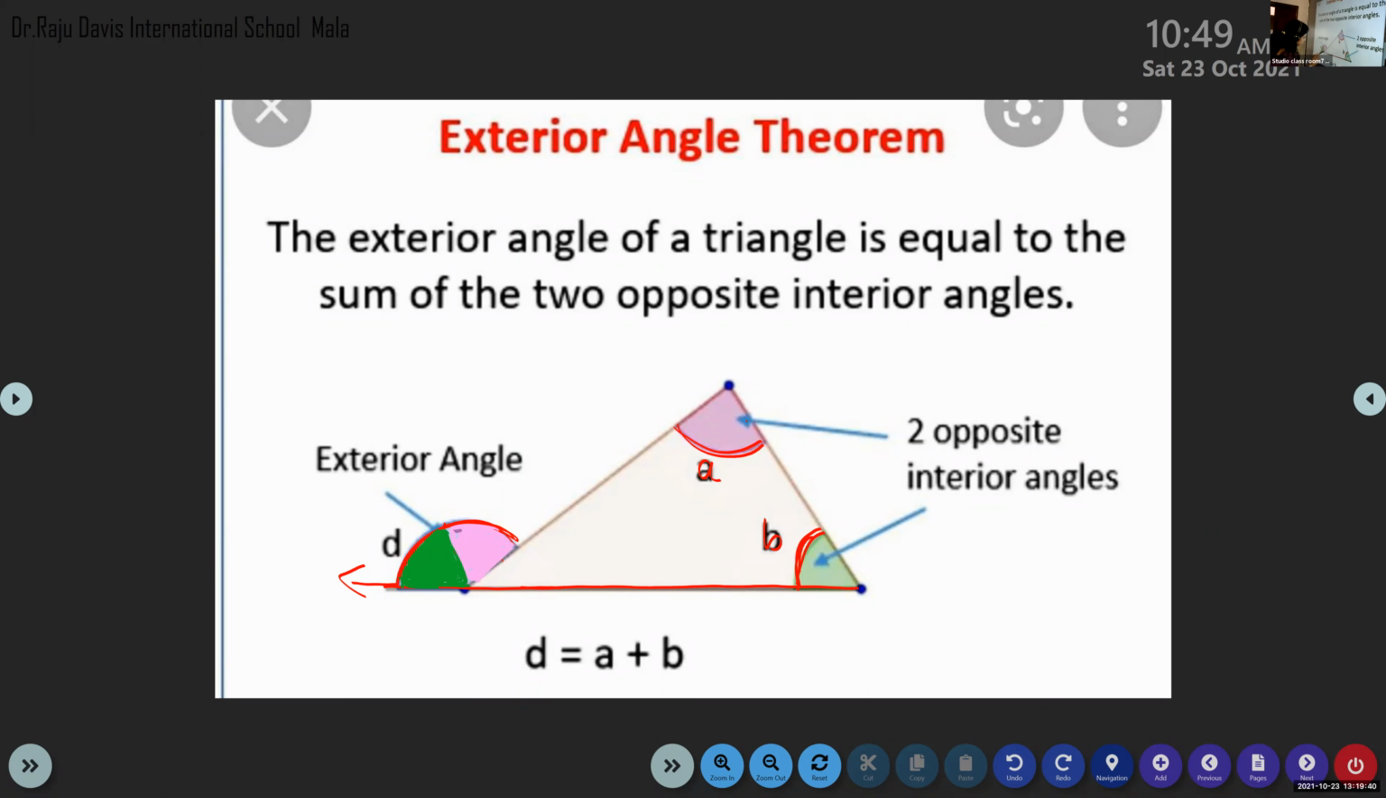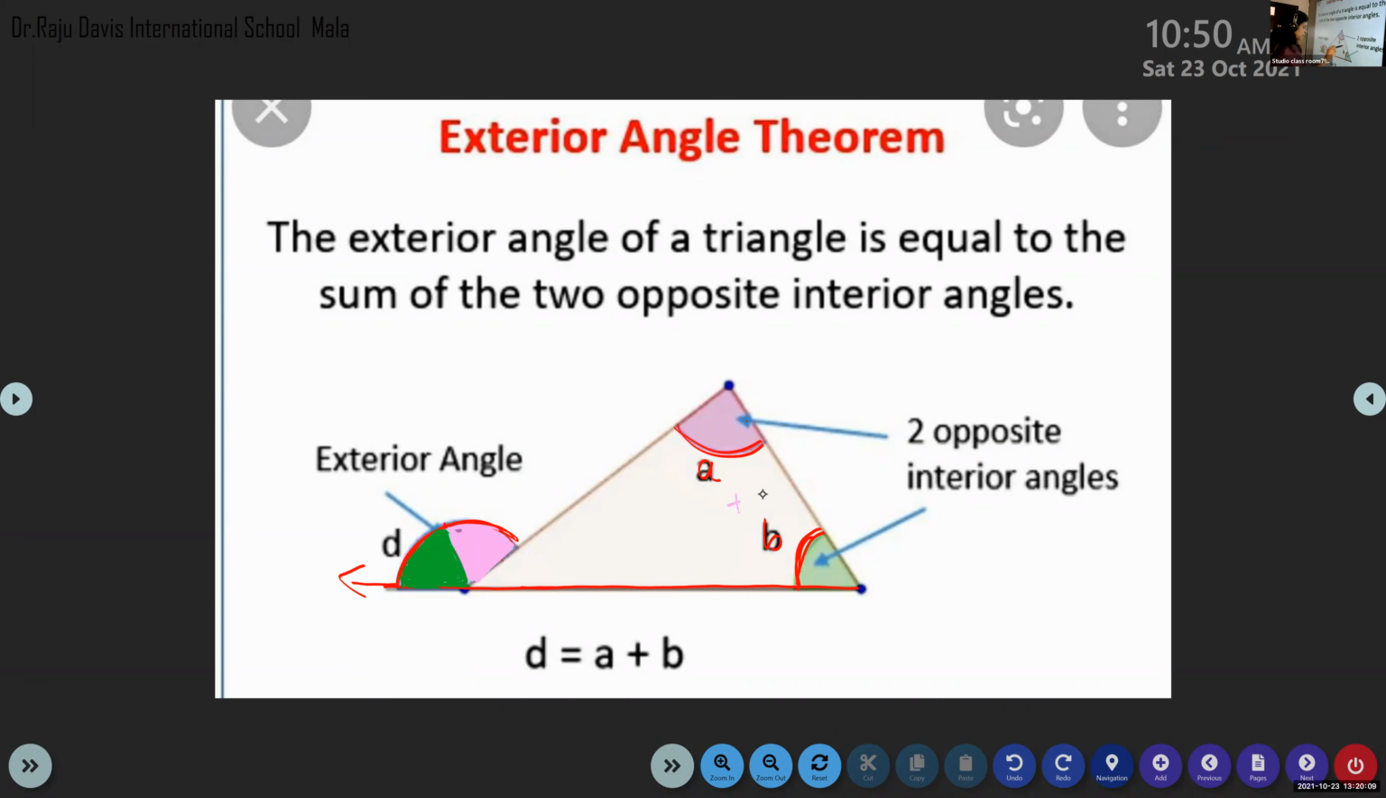What does it mean, children? What did you understand from that activity which I have told you to do? Both angles, if you cut and paste it here, it will fit inside the exterior angle properly. Okay, so what do you understand, Sian? Can you tell me what do you understand from that activity? Ma'am, the sum of two opposite interior angles make the exterior angle.